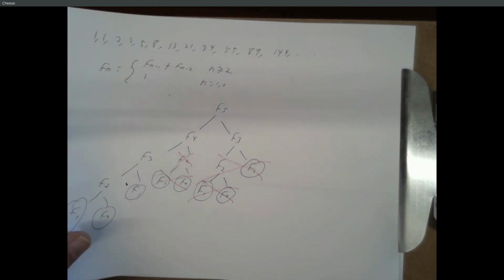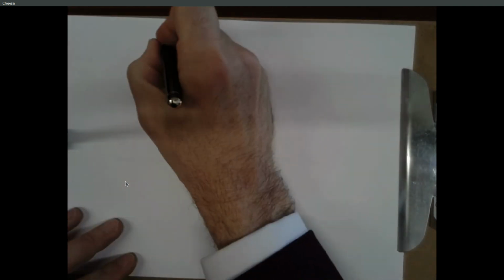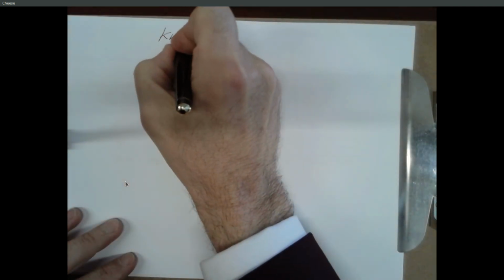All right, so let me give you the setup for PA5, and we'll go through the details tomorrow. So the basic area is something called the Knapsack Problem.